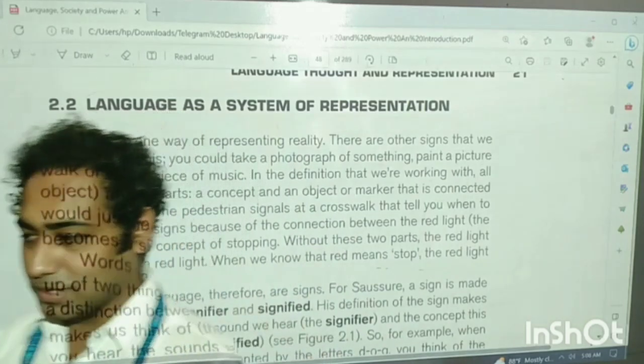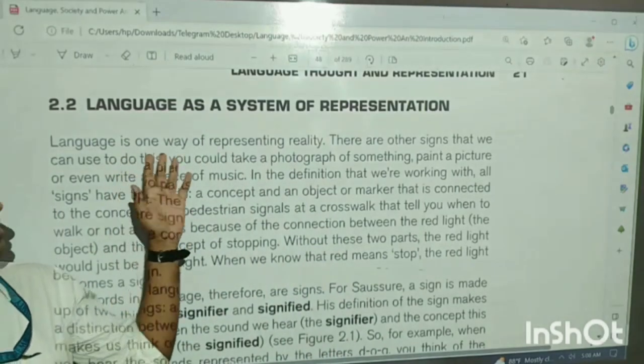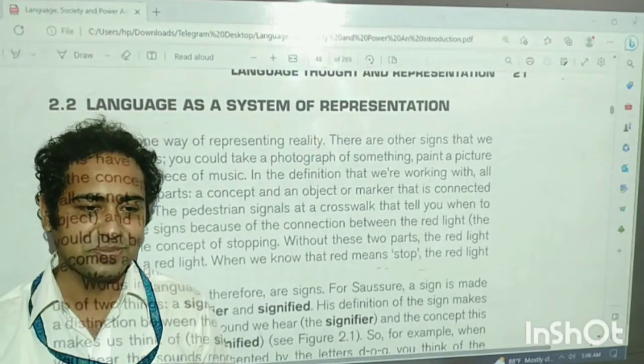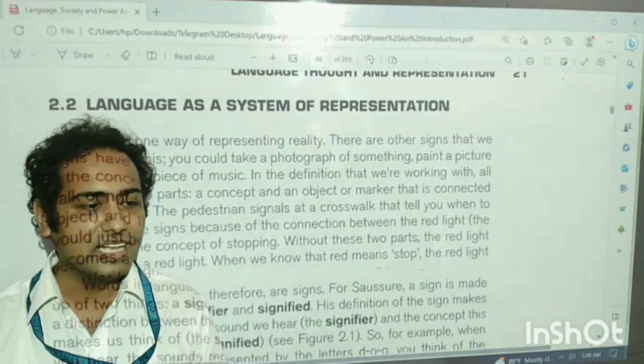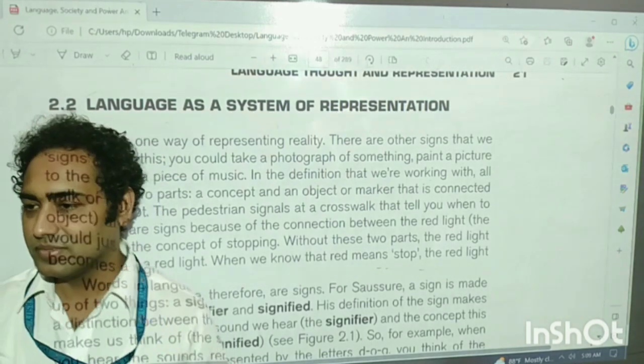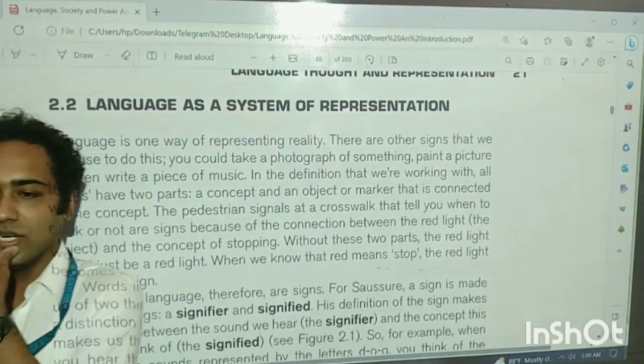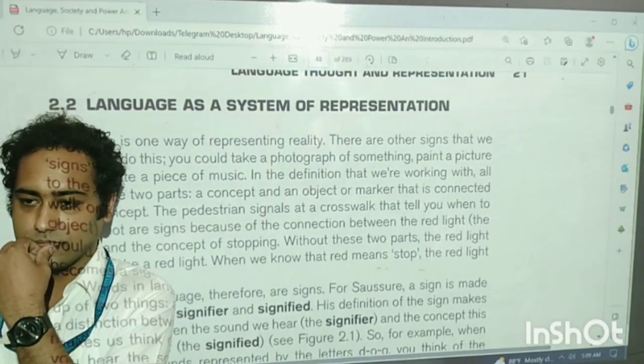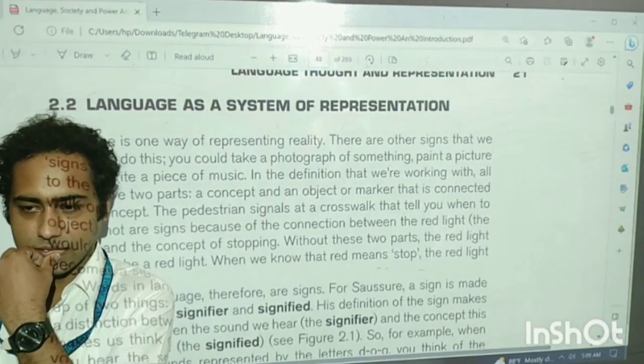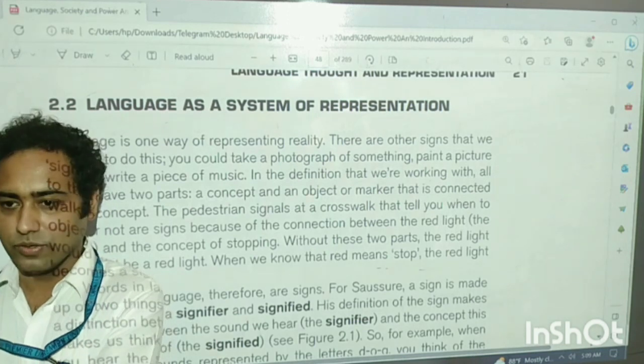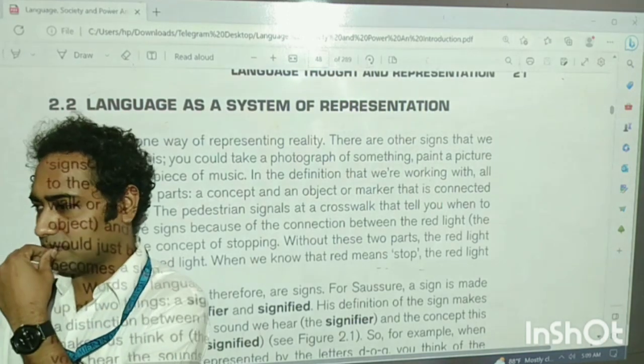Try to understand this concept: language as a system of representation. So what is language? Can anybody tell me in one sentence? What is language? A mode of communication. Alright, a mode of communication is absolutely correct. Any other definition?